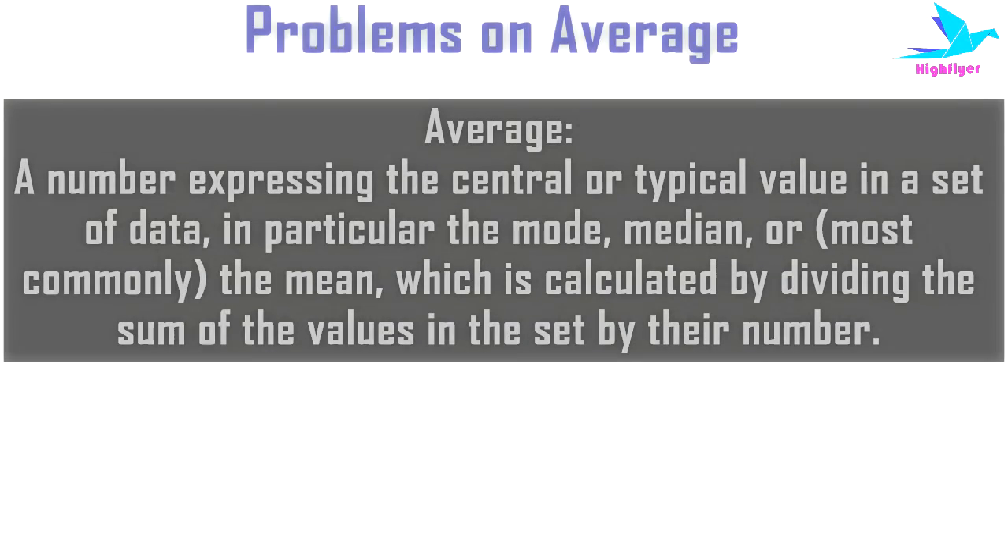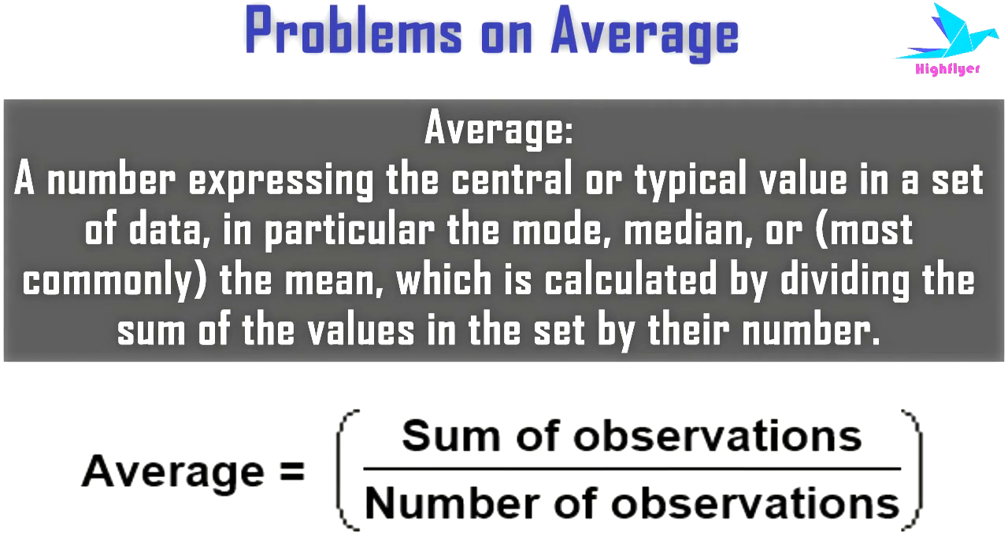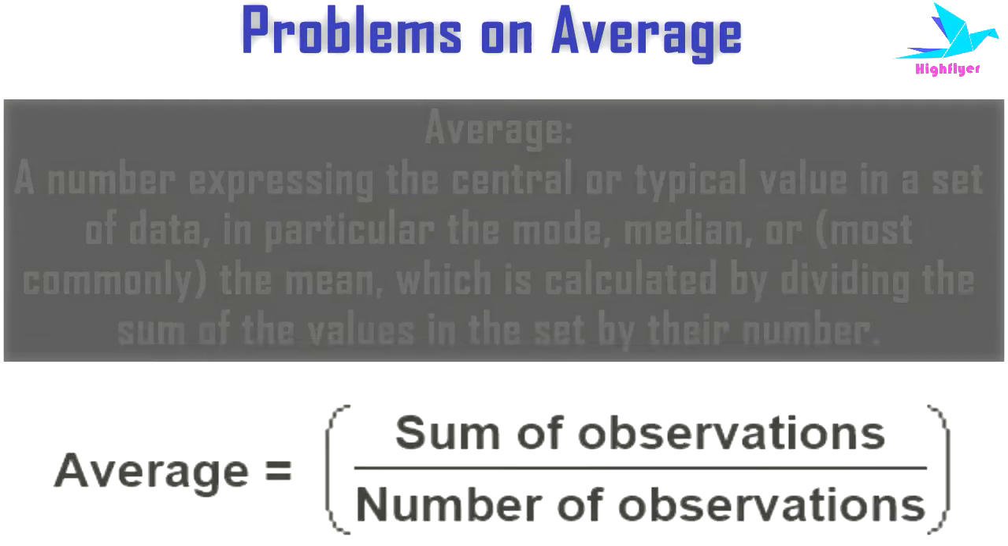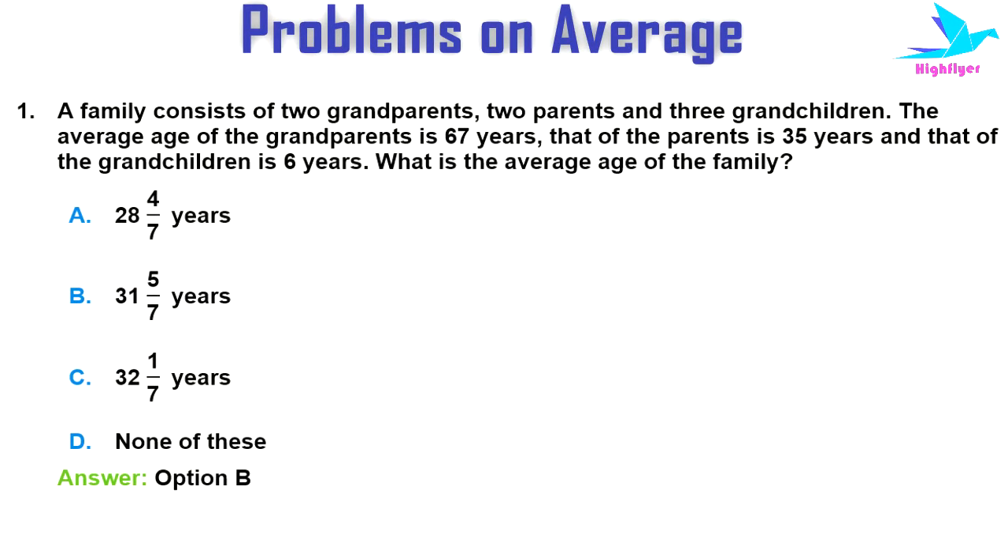A number expressing the central or typical value in a set of data, in particular the mode, median, or most commonly the mean, which is calculated by dividing the sum of values in the set by their number. So average equals sum of observations by number of observations. Now let's look at some examples to understand average.